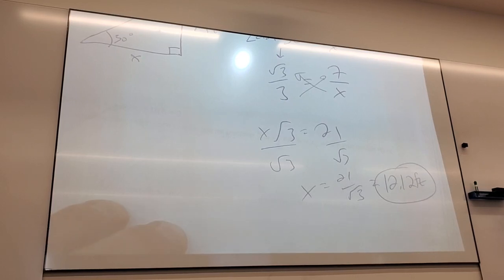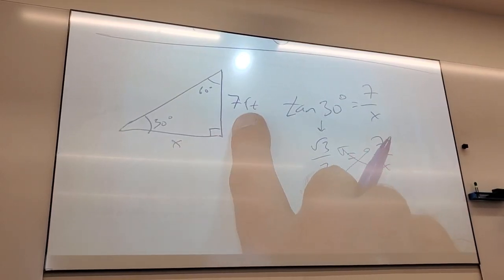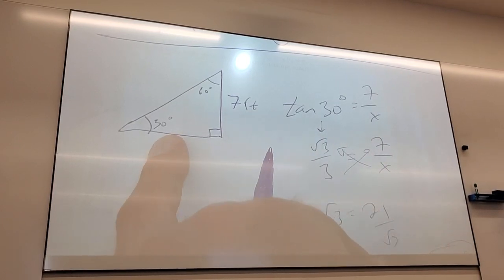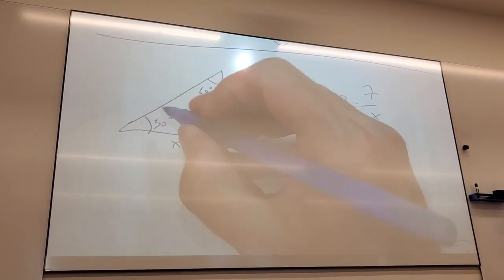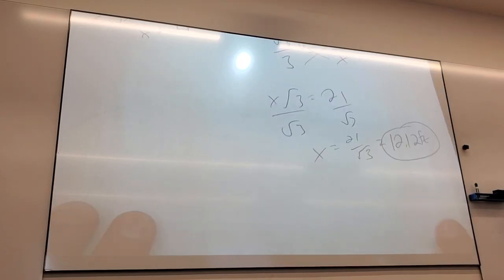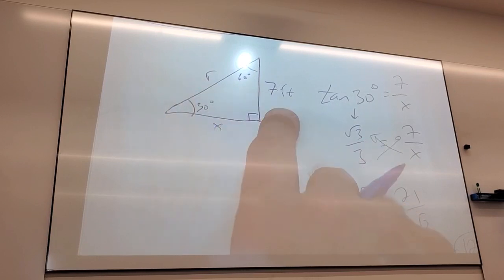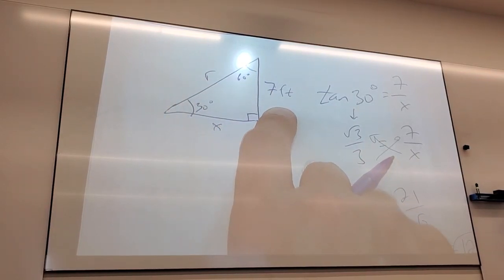You guys with me? So now I can figure out stuff about a right triangle when I only know one side. I just have to also know one angle. How could you get this side now? Pythagorean theorem. Yeah, I could use Pythagorean theorem, or I could use sine. Yes? You guys with me?